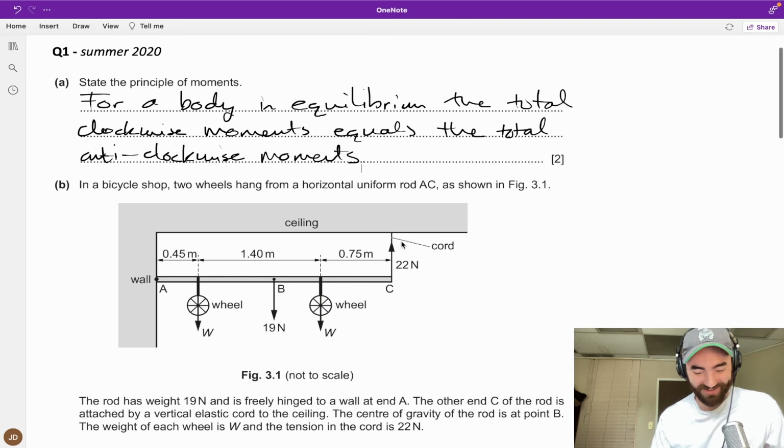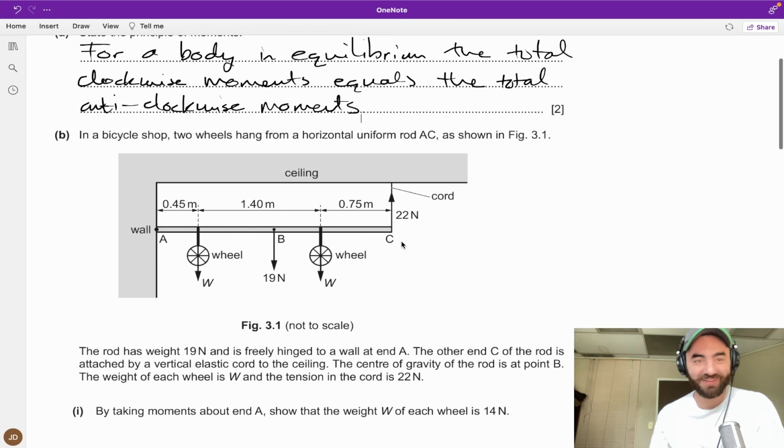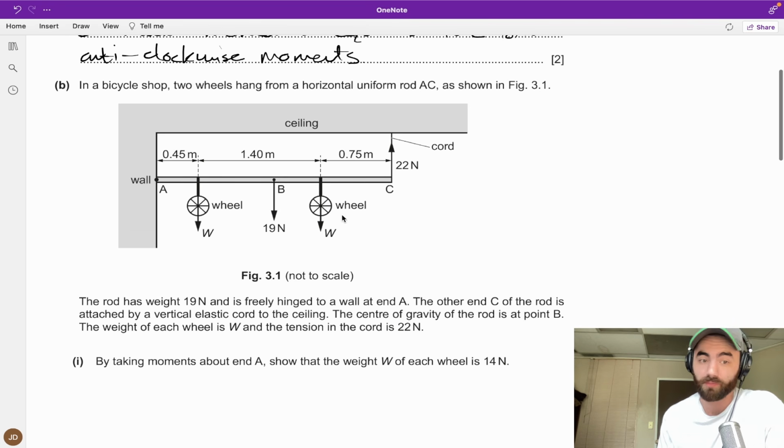Jeez, we're getting lazy with it, huh? Okay, so for a lot of these, they'll give you some scenario, and on face value, it looks kind of complicated, but it's not. If you just take the forces and distances, it's pretty simple.